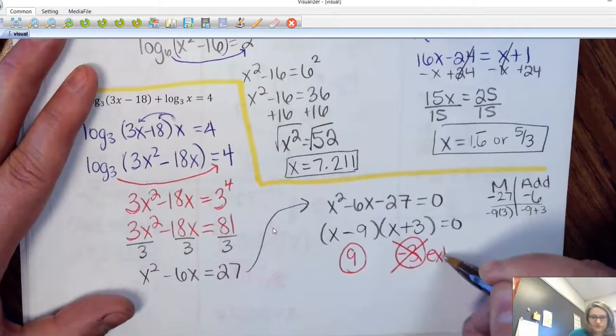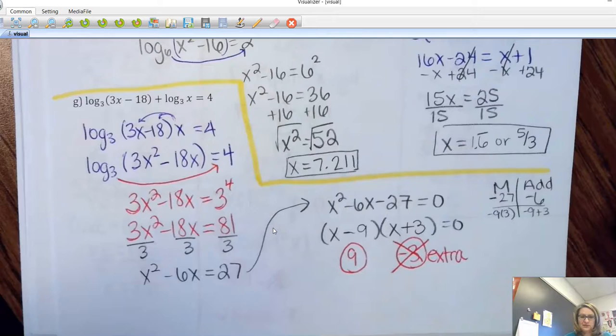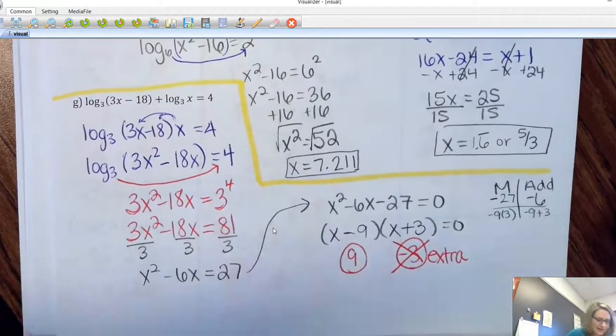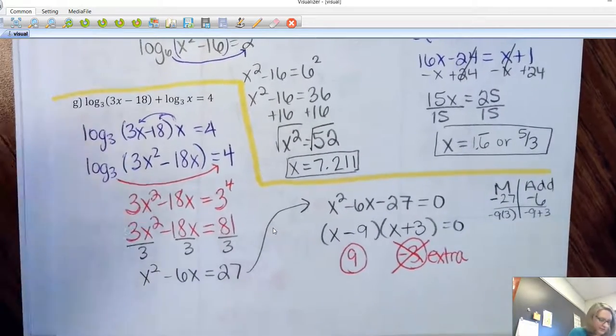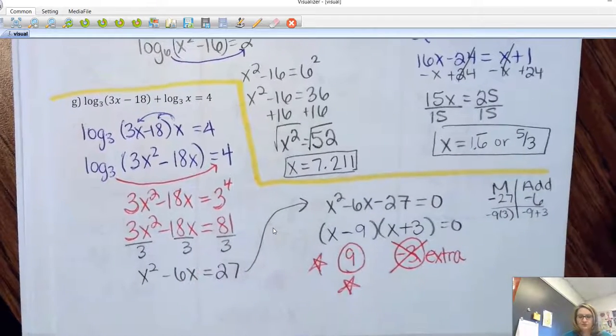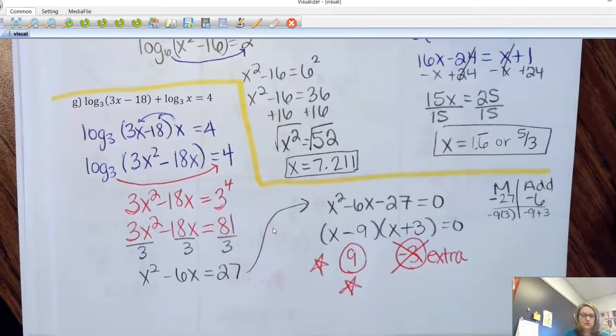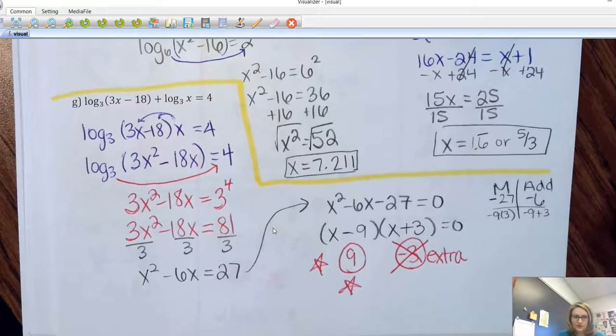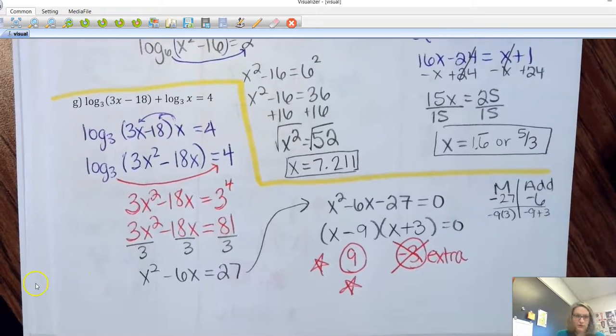So that -3 is actually what we call an extraneous solution. It doesn't work in the original problem because we can never take the log of a negative. So I just want to spot check that real quick. So my answer here is just going to be the 9. The -3 will not work in the original. So just make sure for your answers, don't take the log of a negative number because you cannot do that.